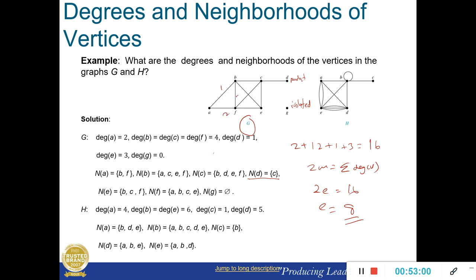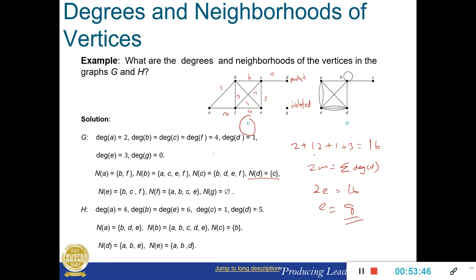1, 2, 3, 4, 5, 6. Wait. 1, 2, 3, 4, 5, 6, 7, 8, 9. Wait. Where did I miss? Degree A is 2. Then 1, 2, 3, 4 times 3 is 12, plus 1, plus 3, plus 0. 2m is the sum of degree v. Is it 9? Let me count again: 1, 2, 3, 4, 5, 6, 7, 8, 9.